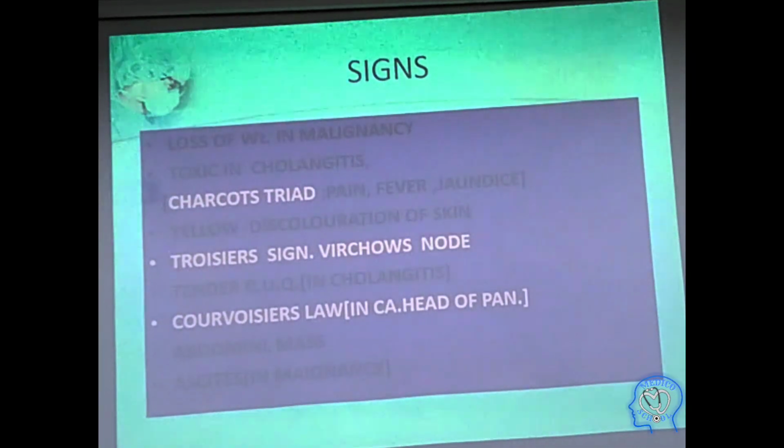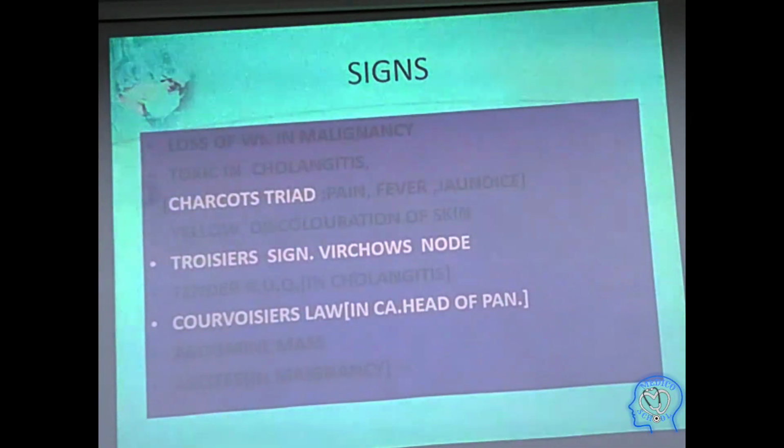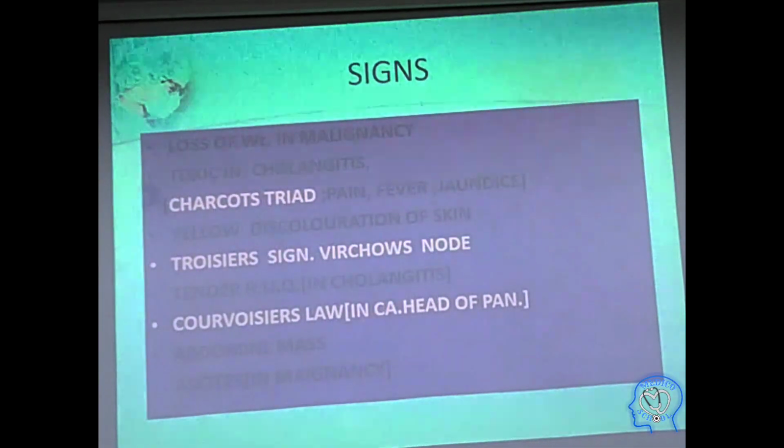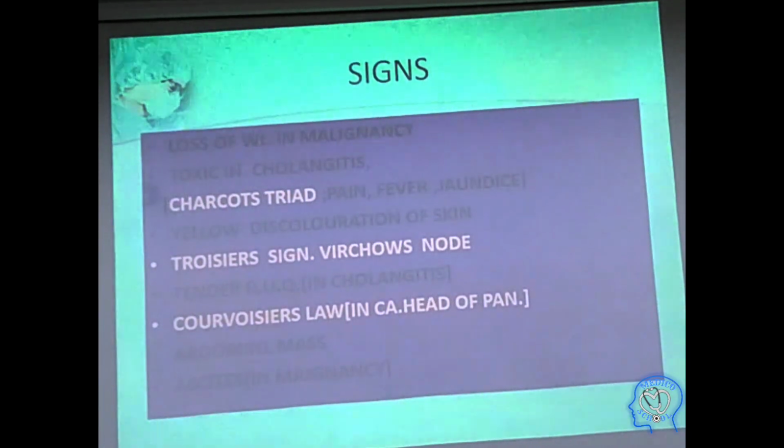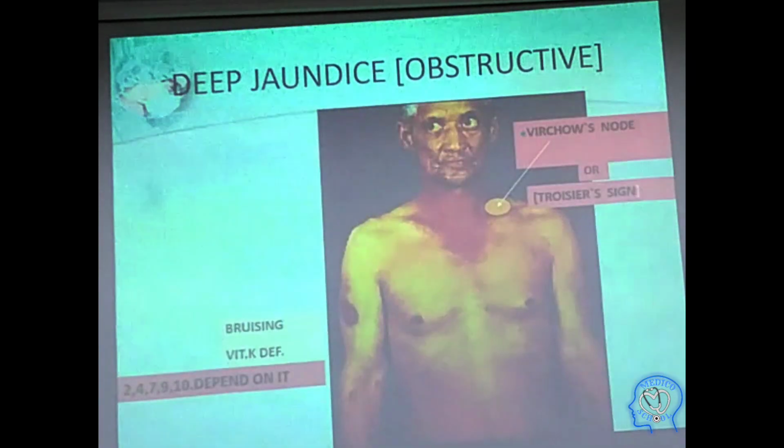And the Courvoisier's law. What is the Courvoisier's law? If a patient is having gallstones, the patient will have pain. But if the patient is having any malignancy, that obstruction will not cause pain to the patient. So that is the Courvoisier's law. And abdominal mass and ascites may also be present.